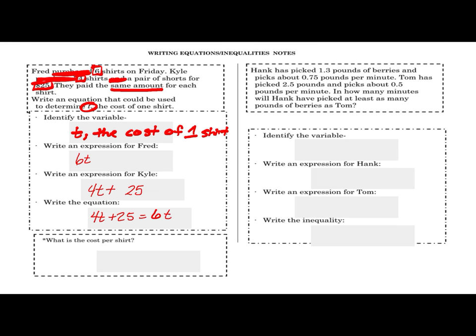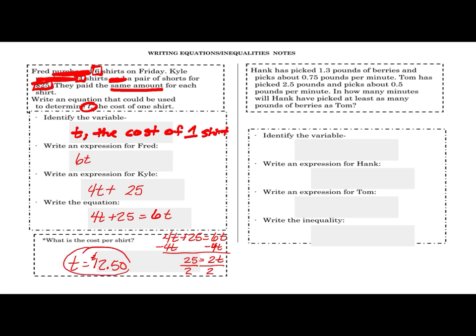And then to solve it, I'm going to move my smallest. And then divide. I don't have any constants to move. They're already on one side. And shirts are $12.50 each.